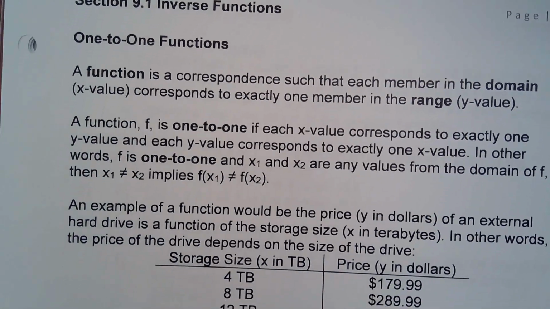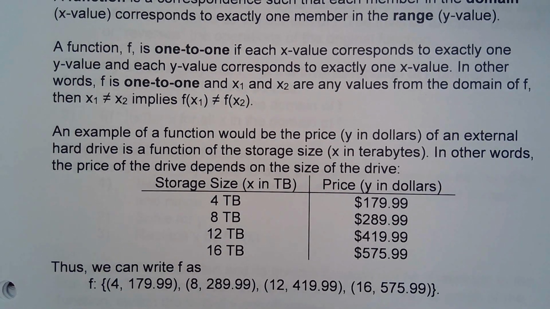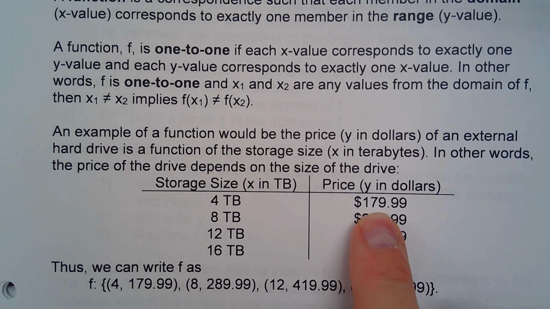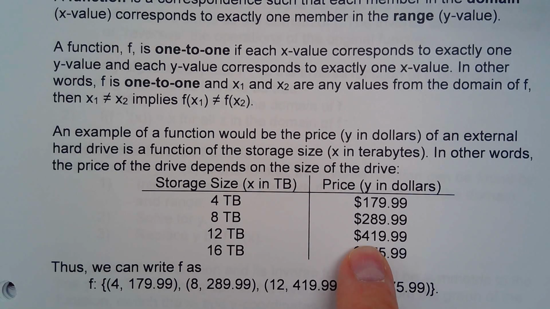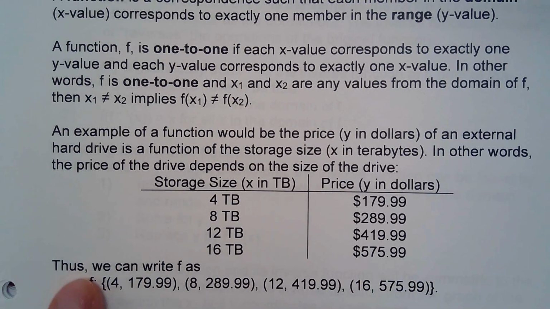So let's look at some examples. An example of a function would be the price y in dollars of an external hard drive as a function of the storage size x in terabytes. In other words, the price of the drive depends on the size of the drive. So we have a 4 terabyte drive equals $179.99, an 8 terabyte hard drive $289.99, 12 terabyte $419.99, and 16 terabyte hard drive $575.99. And we can express our function this way using points.